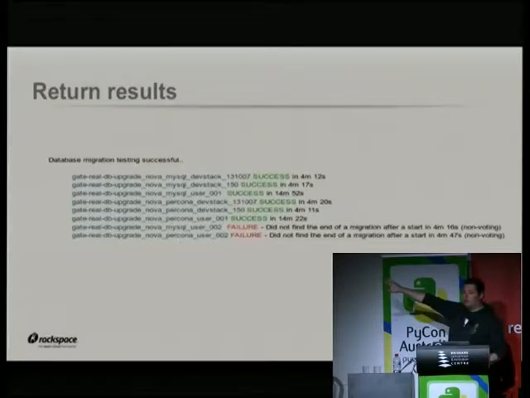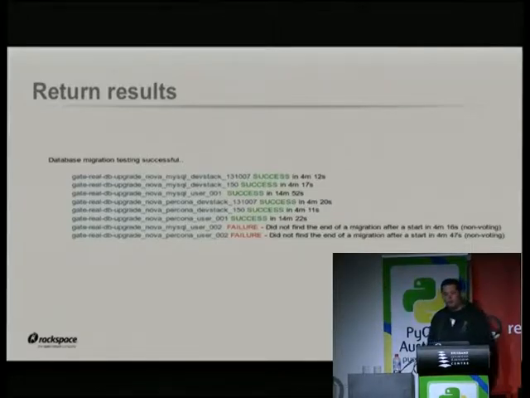Interestingly, the last one's failing there, because in this real data set, the downgrades weren't working until we backported a fix. They are working now. So that's kind of how that all ties together.